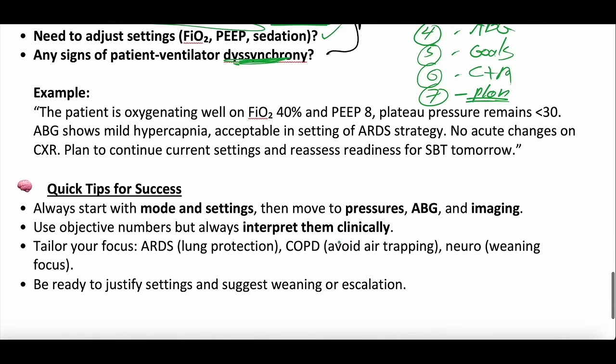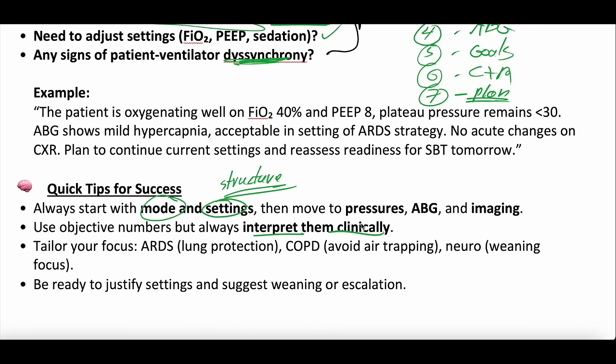So quick tips for success. Always start with mode and settings. And really, this is all about repetition. Stick to a single structure and just do that every day for every patient over and over again. All right, use objective numbers, but then in the plan, interpret them clinically, right? So when you're presenting the numbers, just be objective. Don't use soft language like, their FiO2 is around 40-ish%. Really use objective: their FiO2 is 40%.